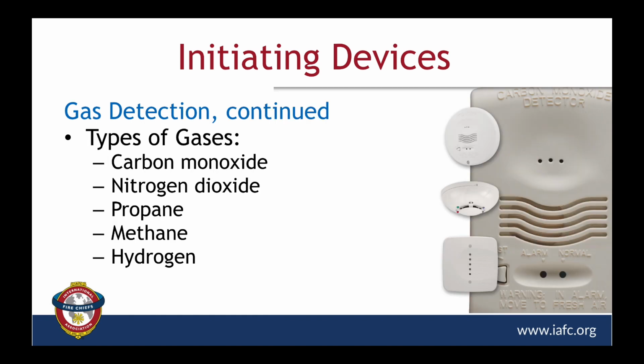Gas detectors kind of makes sense. They have to be carefully matched and calibrated to the specific type of gas to be detected. For example, looking at carbon monoxide and nitrogen dioxide, these gases are not flammable or combustible, but they are toxic. In fact, they can be deadly. Looking at propane and methane and hydrogen, they are flammable.